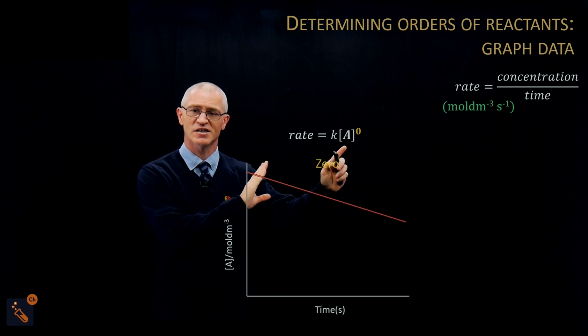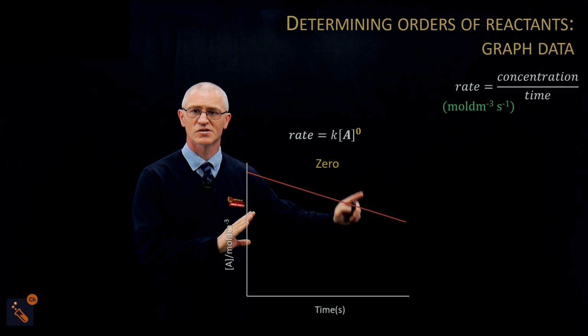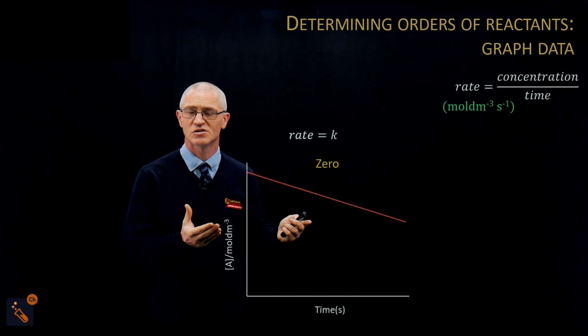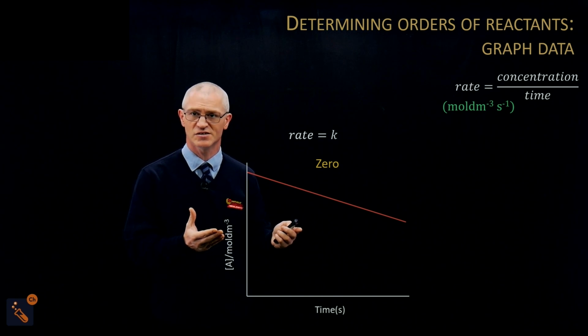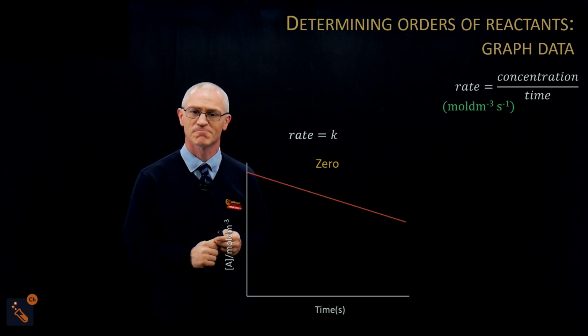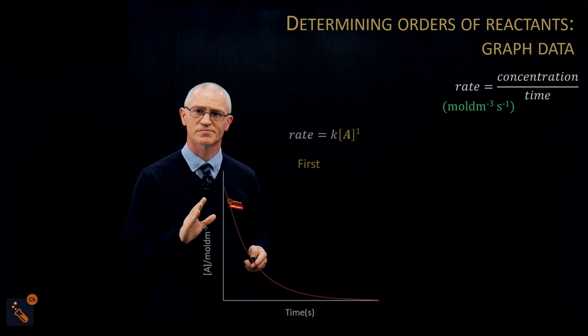So your reactant is A, okay? You know from this graph that it's 0, so you raise that to power 0. If you raise it to power 0, you don't have to write A in the rate equation. Rate will just be equal to K, okay?